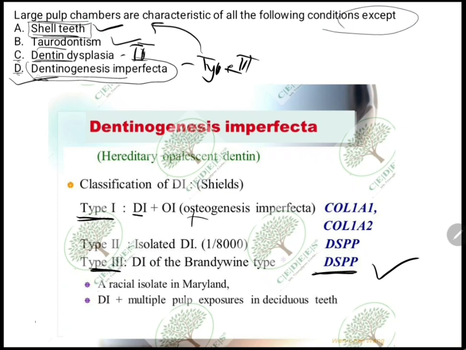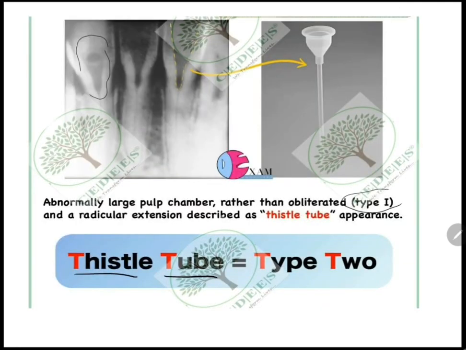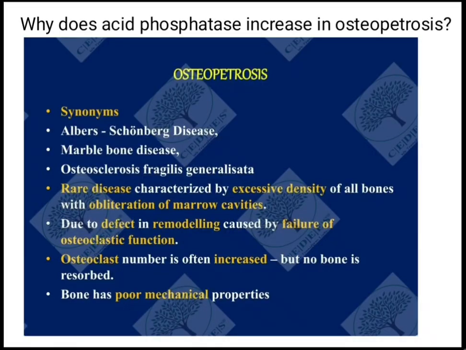The exception here, I believe, would be DI. But just keep in mind that in dentine dysplasia also, it's only type 2 which has the large pulp chambers. So I hope that answers your question. Now the next question is, why does acid phosphatase increase in osteopetrosis?